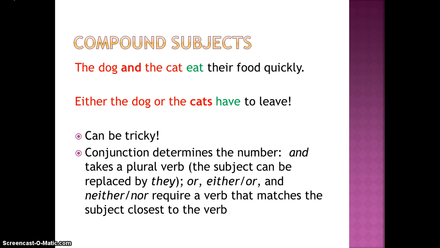So what do you do when you've got compound subjects? Compound subjects, remember, is when you have multiple subjects doing the action, doing the verb. So the way to determine this is what your conjunction is that combines the subject. So in the first example, the dog and the cat eat their food quickly. So when it's and, the whole subject is kind of taken as one.